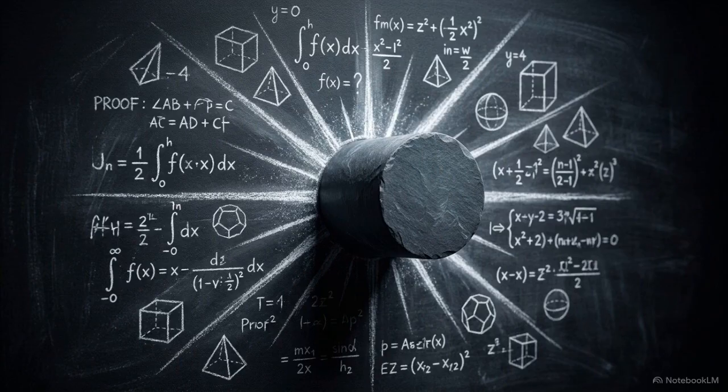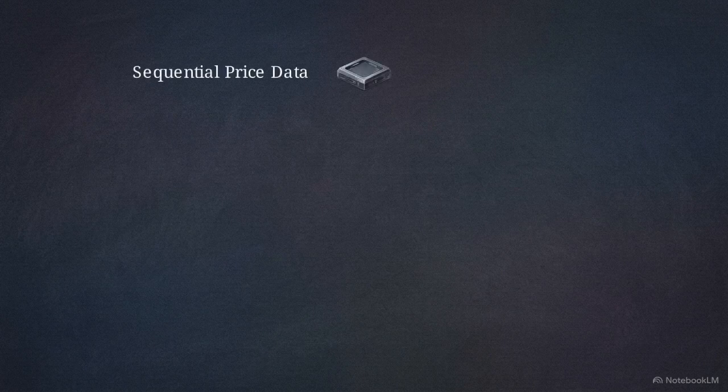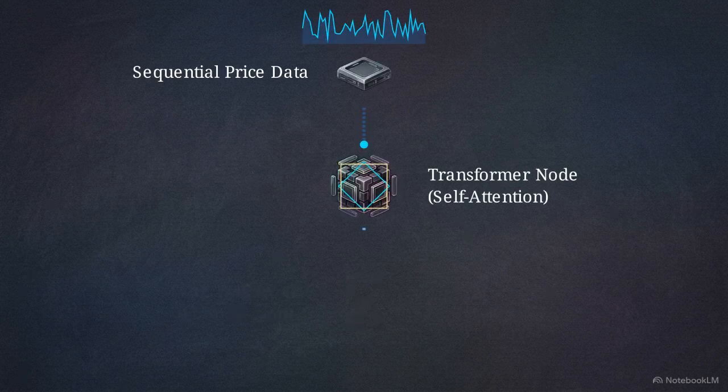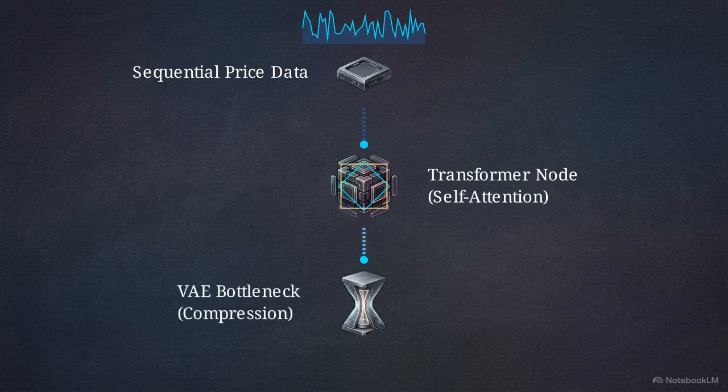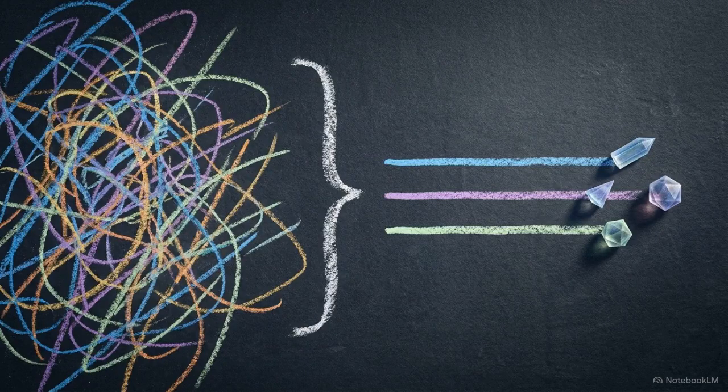To structure this data, developers utilize a transformer block, leveraging its self-attention mechanisms to weigh the importance of different temporal patterns in the market. Next, sequential price data feeds into the transformer node, funneling its processed output into the bottleneck of a variational autoencoder. The VAE compresses the noise and extracts clean, disentangled trend representations, distinct mathematical regimes.